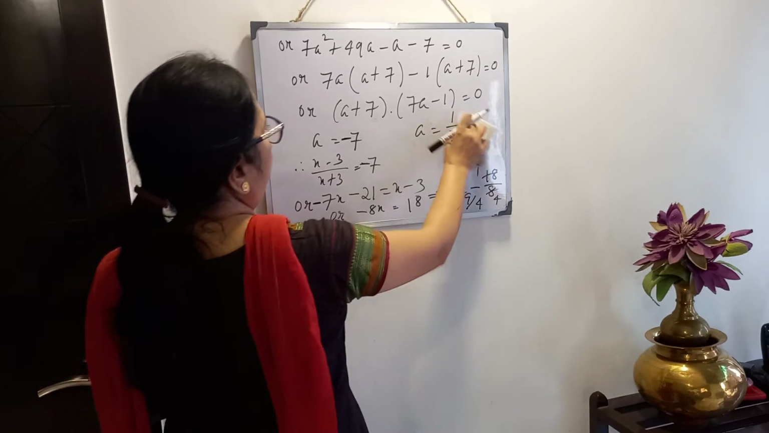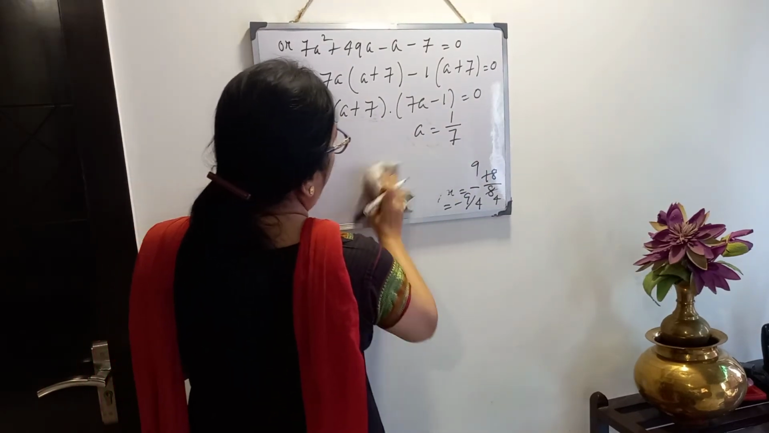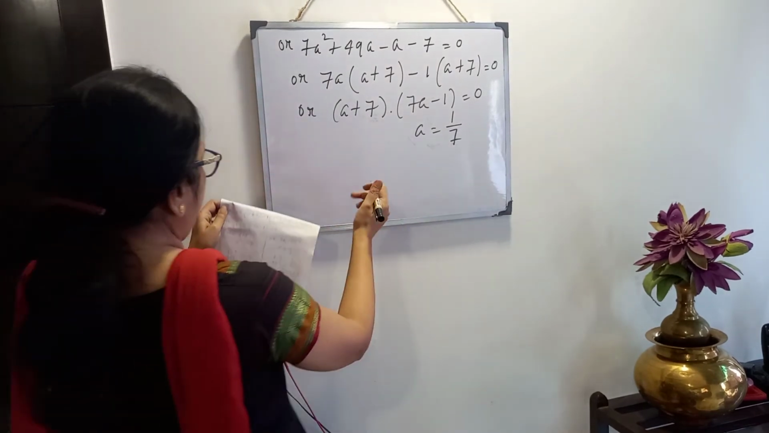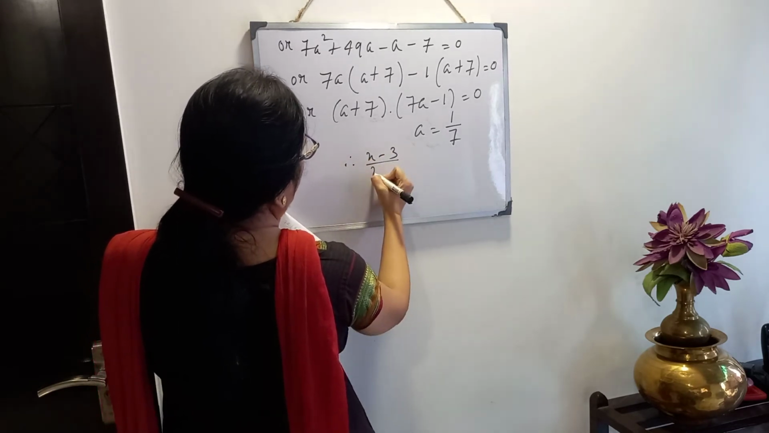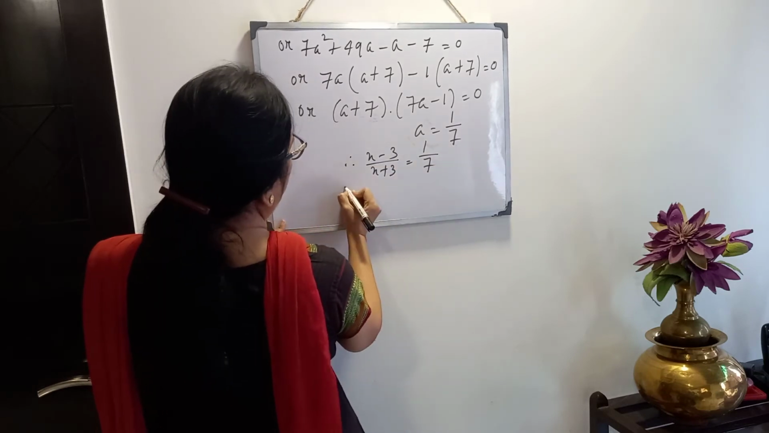Now from here we have to calculate the other value. When a equals to 1 by 7, that means our a was x minus 3, therefore x minus 3 by x plus 3 equals to 1 by 7. Then cross multiply.